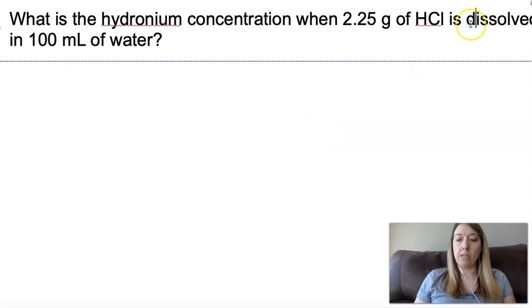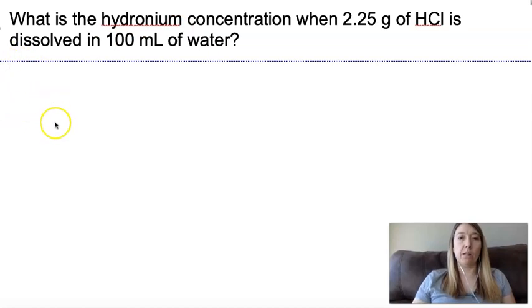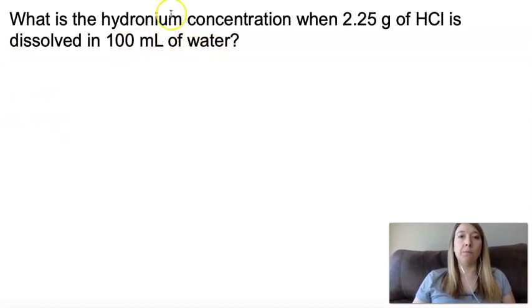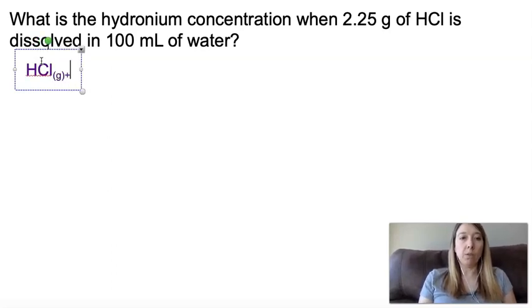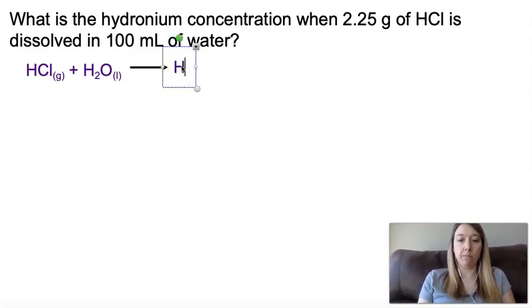So what is the hydronium concentration when 2.25 grams of HCl is dissolved in 100 mL of water? So again, we're being asked to find that hydronium concentration. So we're going to have to write our ionization equation, right? So that HCl plus water, this is going to give us our hydronium and our chloride ion.